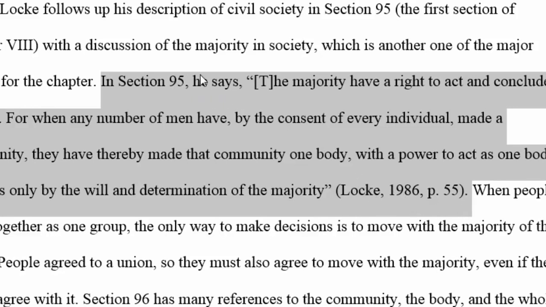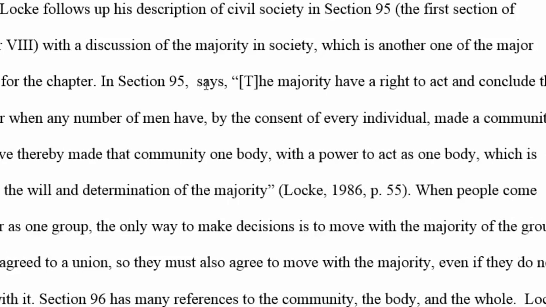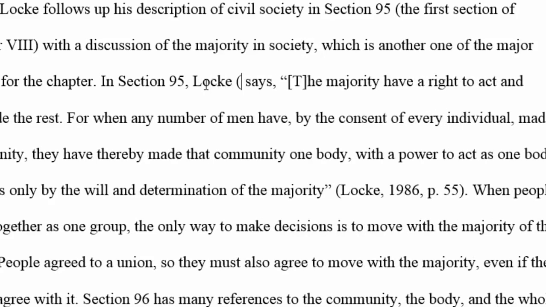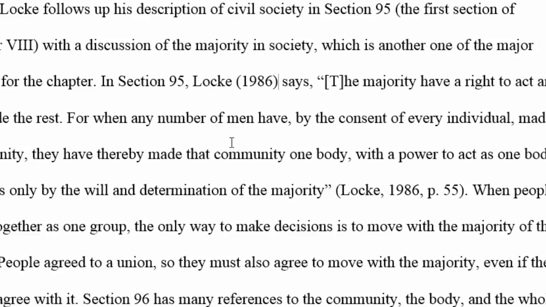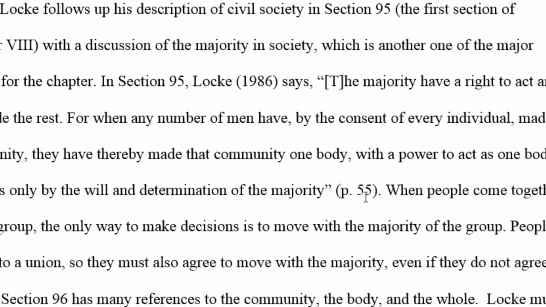So, I could change this wording, replace he with Locke, put the date in parentheses, and then I'll get rid of that same information here and just leave the page number with P period space 55. You often see this, the author's name followed by the year, and if it's a quotation, the page number at the end in parentheses. So that's another way that the author could have cited the source.